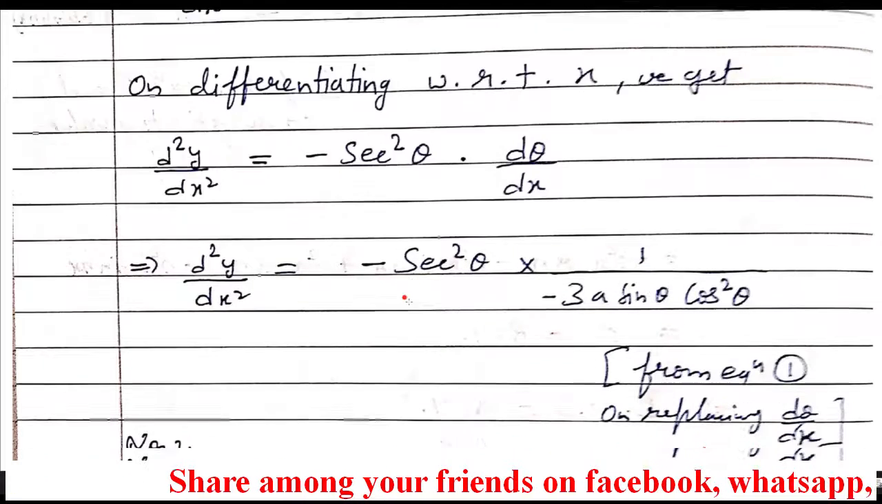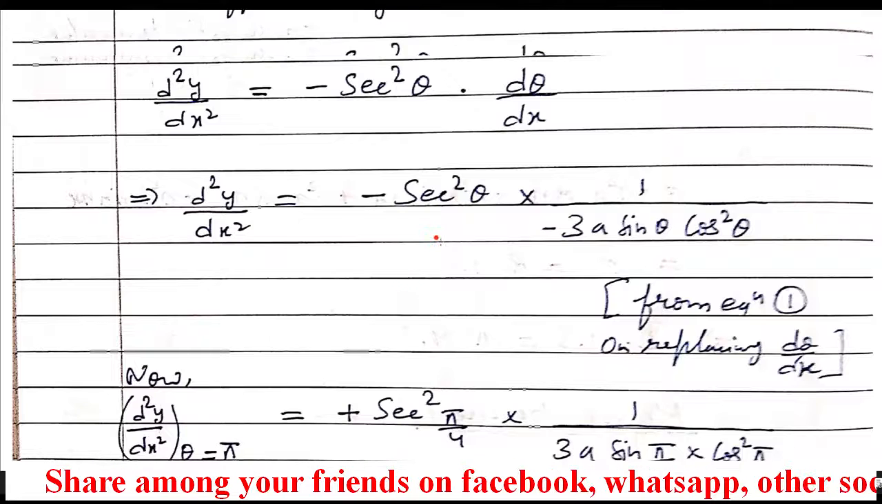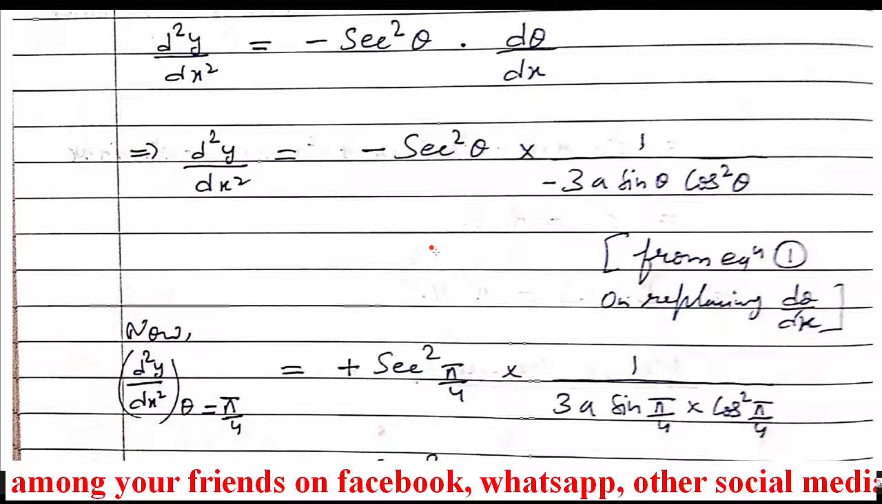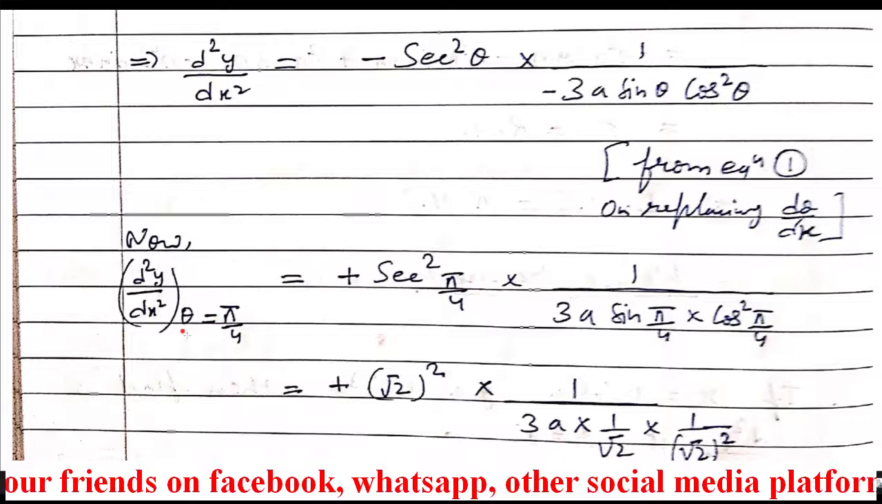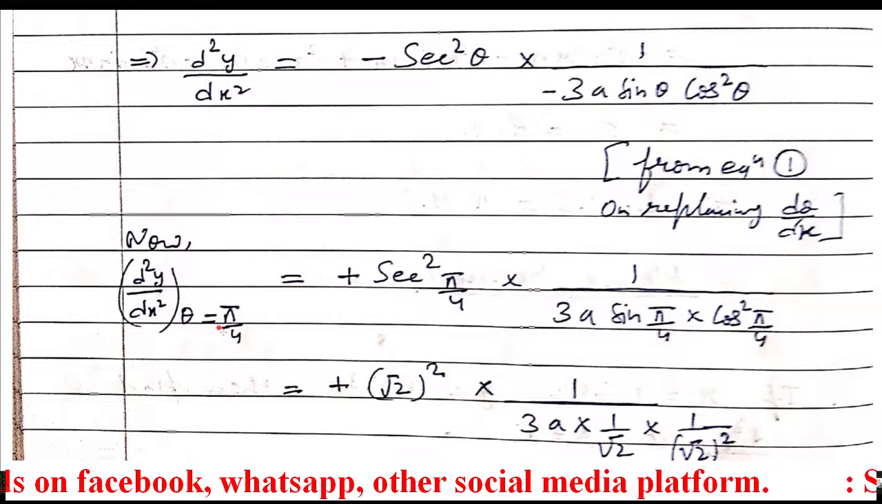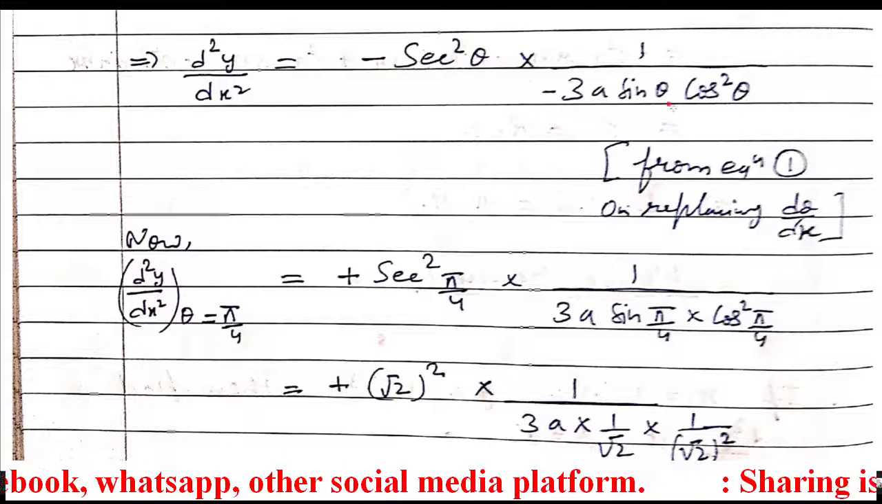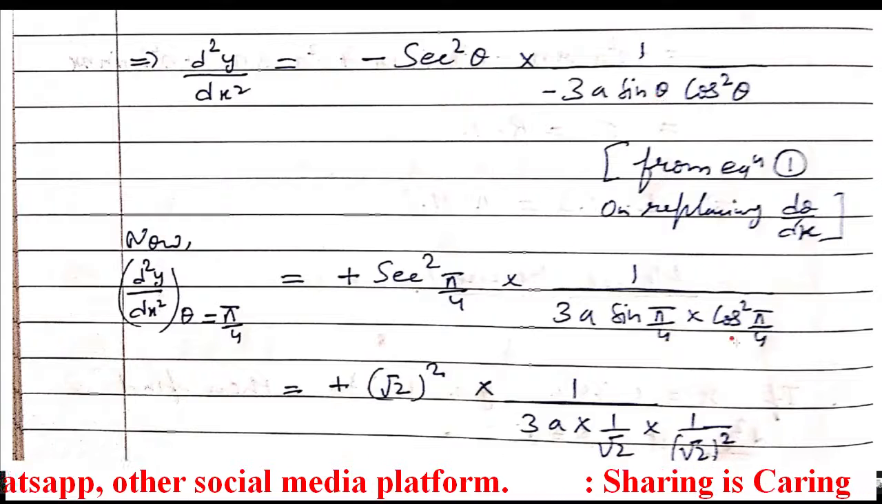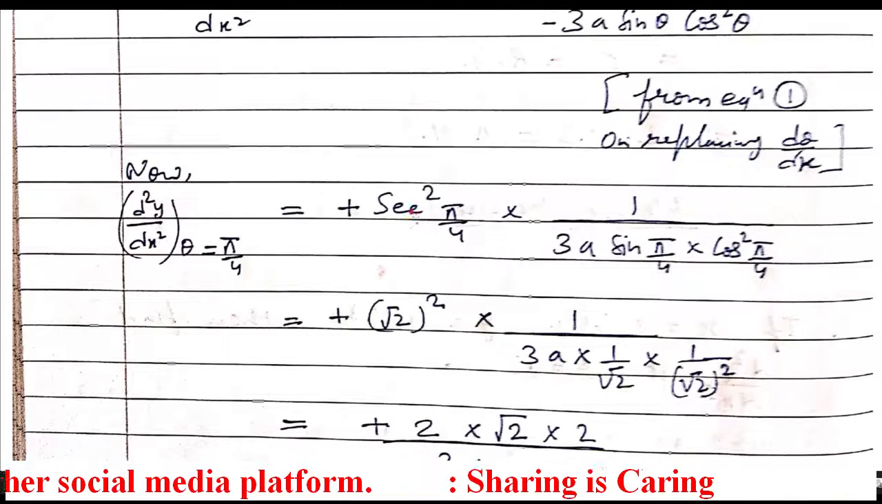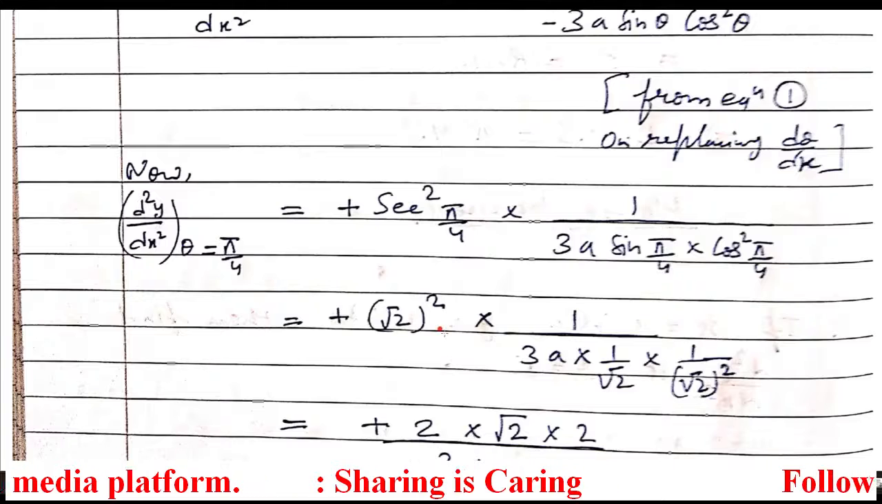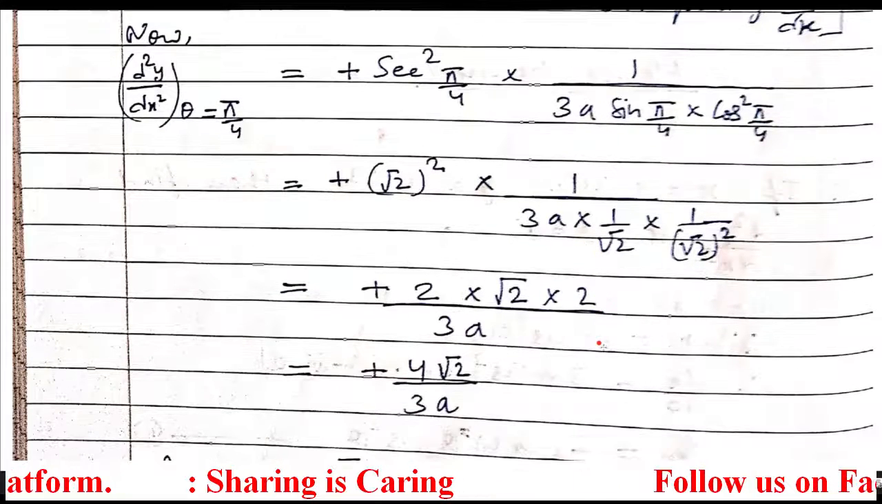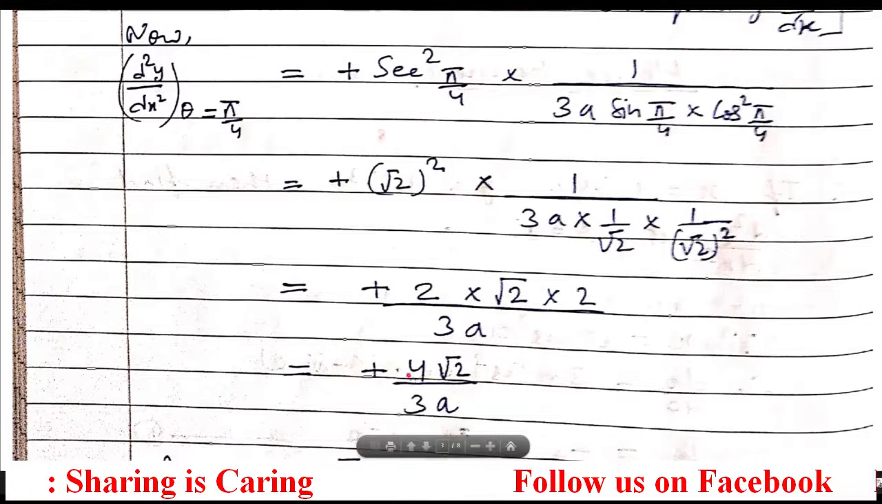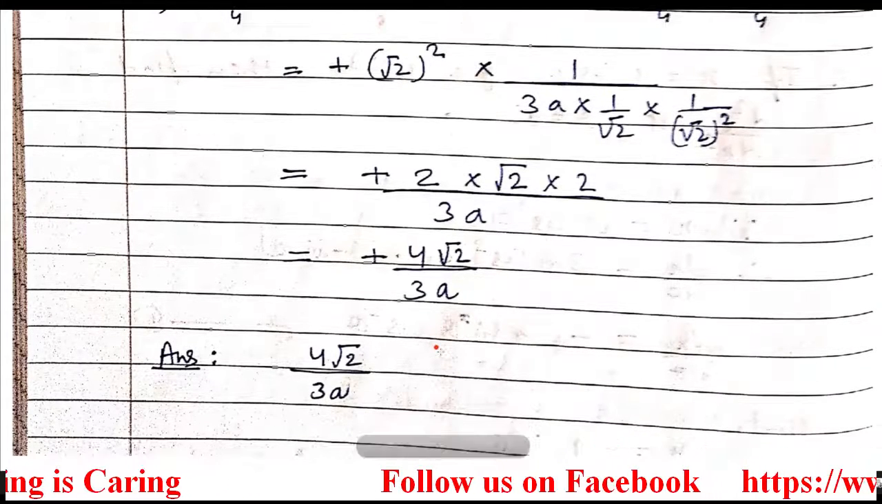Now cancel them or change them into sin and cos, because we have to find the second order derivative at theta equal to pi by 4. So wherever you have theta, write pi by 4 and write the values of these trigonometric ratios at pi by 4, and after writing the values simplify them. That will give you 4 root 2 upon 3a.